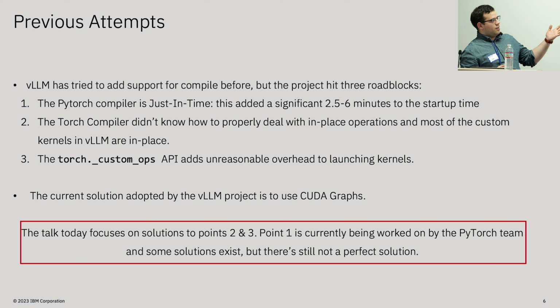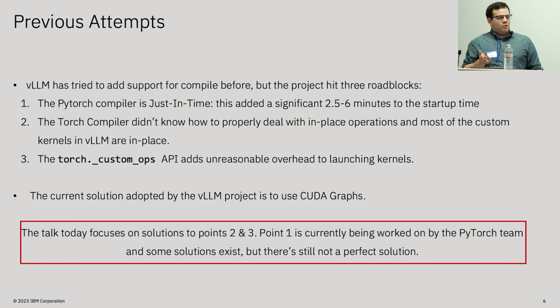In the PyTorch compiler, every time you start vLLM or any other software that compiles a model, you have to compile the model again, and this adds a significant amount of time to starting vLLM, right? Because compilation is not a free process. So in the case of vLLM, loading a single model would take between 2.5 to 6 minutes from when you start running the program to when vLLM starts running and being able to serve tokens.